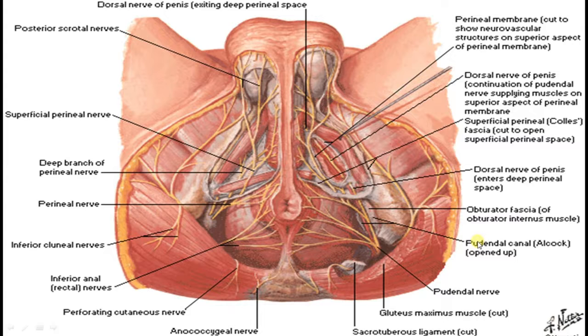So here you are able to see the nerves, mainly the posterior scrotal nerves. So the perineal nerve gives the posterior scrotal nerves, and then the deep branch of the perineal nerve mainly gives muscular branches to the ischiocavernosus, bulbospongiosus, and transverse perineal. Then you have the dorsal nerve of the penis, which is the continuation of the pudendal nerve.